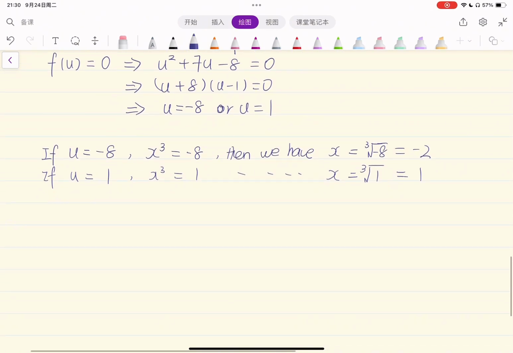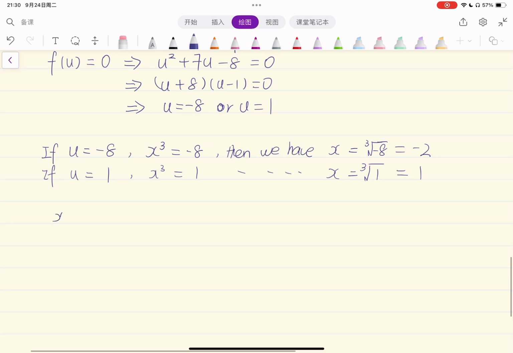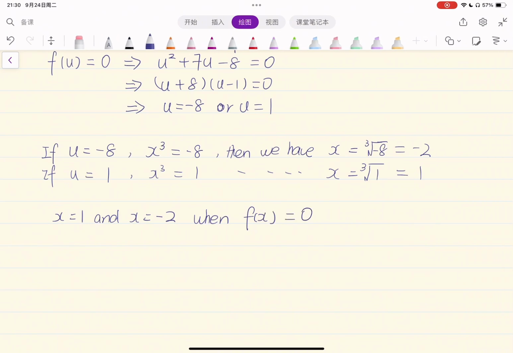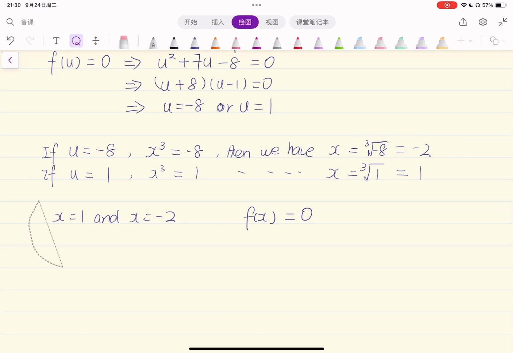Then we get the values of x. So we write x equals 1 and x equals minus 2 when f(x) equals 0. Let me change that a little bit. So when x equals 1 and x equals minus 2, f(x) equals 0. That is the answer.